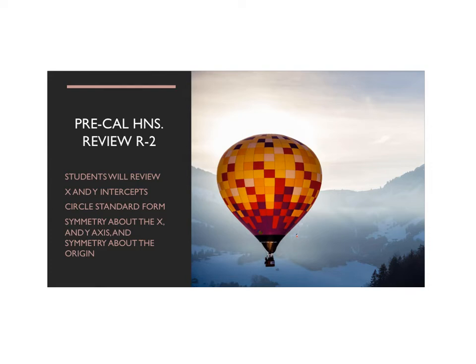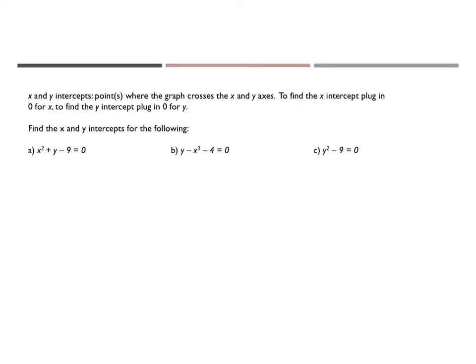We're going to talk today about, this is our prerequisite part 2, R2. We're going to talk about X and Y intercepts, circles in standard form, and symmetry, graphically, algebraically, and Pythagorean Theorem. So guys, when we talk about intercepts, X and Y intercepts are where the graph crosses the X and Y axis. All right, like an interception in football.